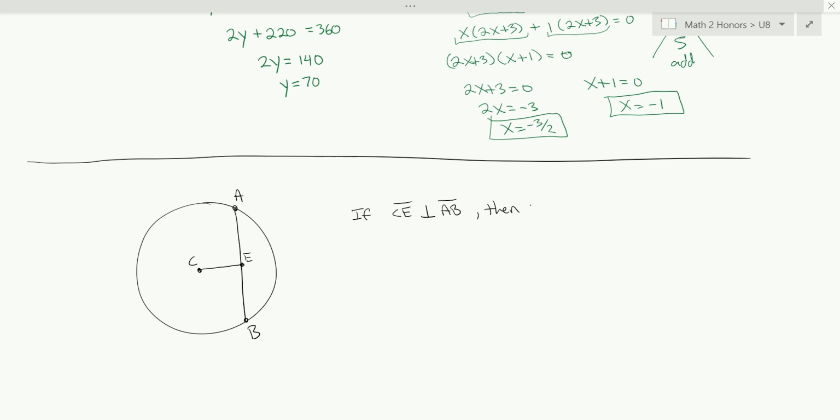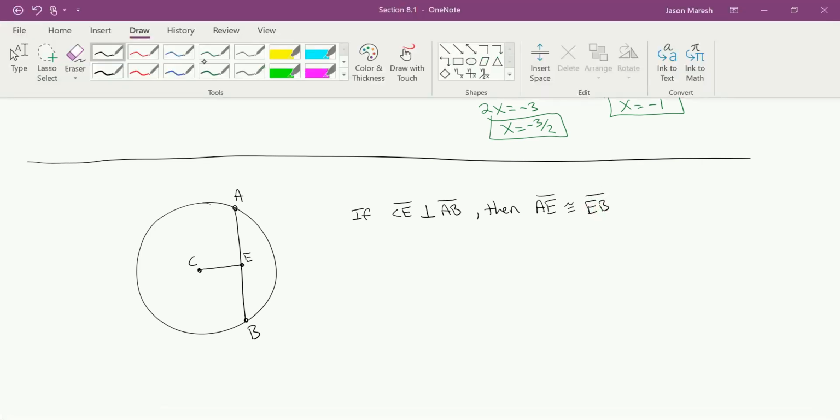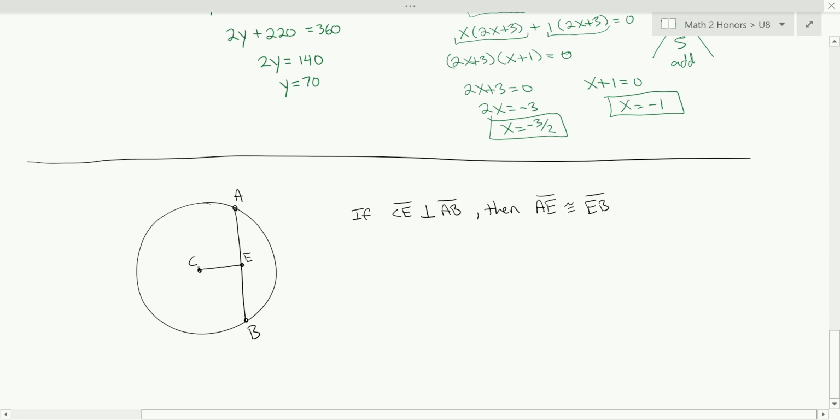If those are perpendicular to each other, what else can be true? That AE is going to be congruent to EB. So again, just kind of talking through why this might be true, and I'll draw my triangles to help us. Why might that be true? If they're perpendicular, so if we form a right angle here, what's a quick way to say, well then AE's got to be the same length as EB?